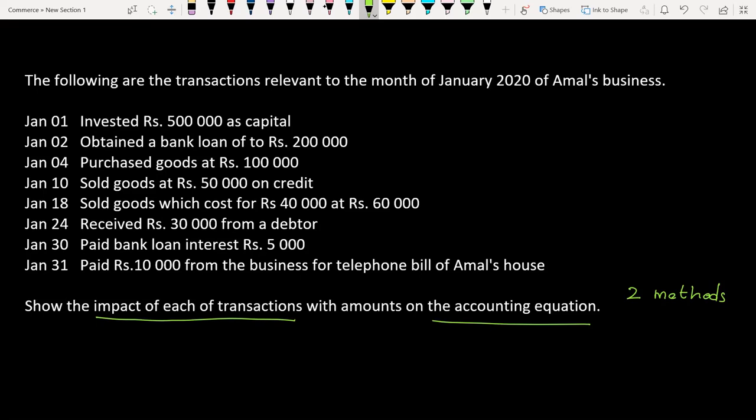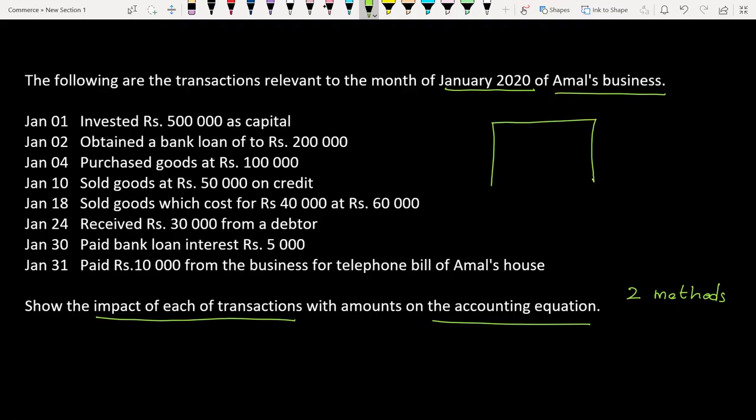The following are transactions relevant to the month of January 2020 of Amar's business. So these are the transactions that occurred in the month of January 2020 of Amar's business. Now we need to show the impact of each transaction on the accounting equation. Now for this, I'm going to draw a table. Let me show you the sketch of this table.